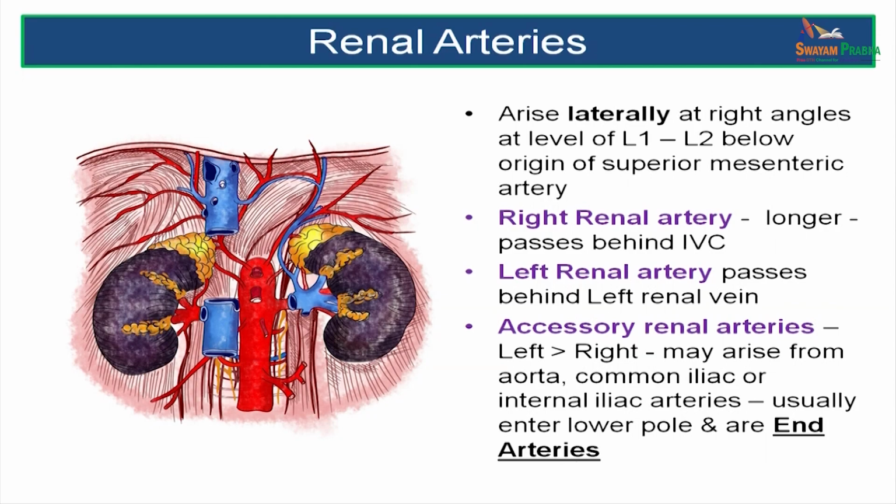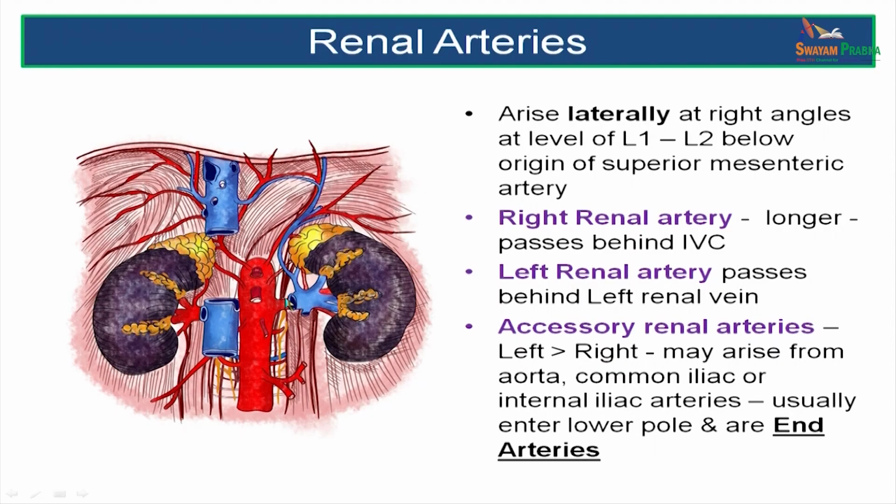The renal arteries arise laterally at right angles at the level of L1 or L2, the left renal artery being at a slightly higher level than the right renal artery. The right renal artery is longer, it passes posterior to the inferior vena cava, whereas the left renal artery is shorter and passes posterior to the left renal vein.